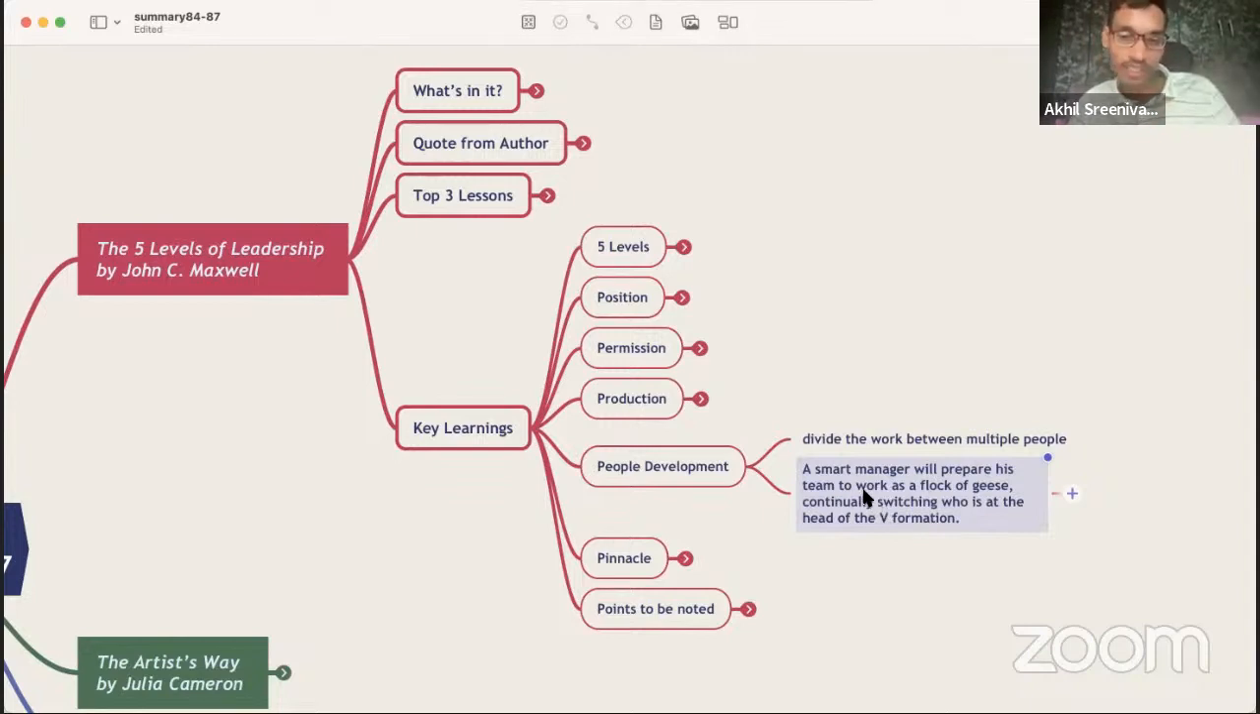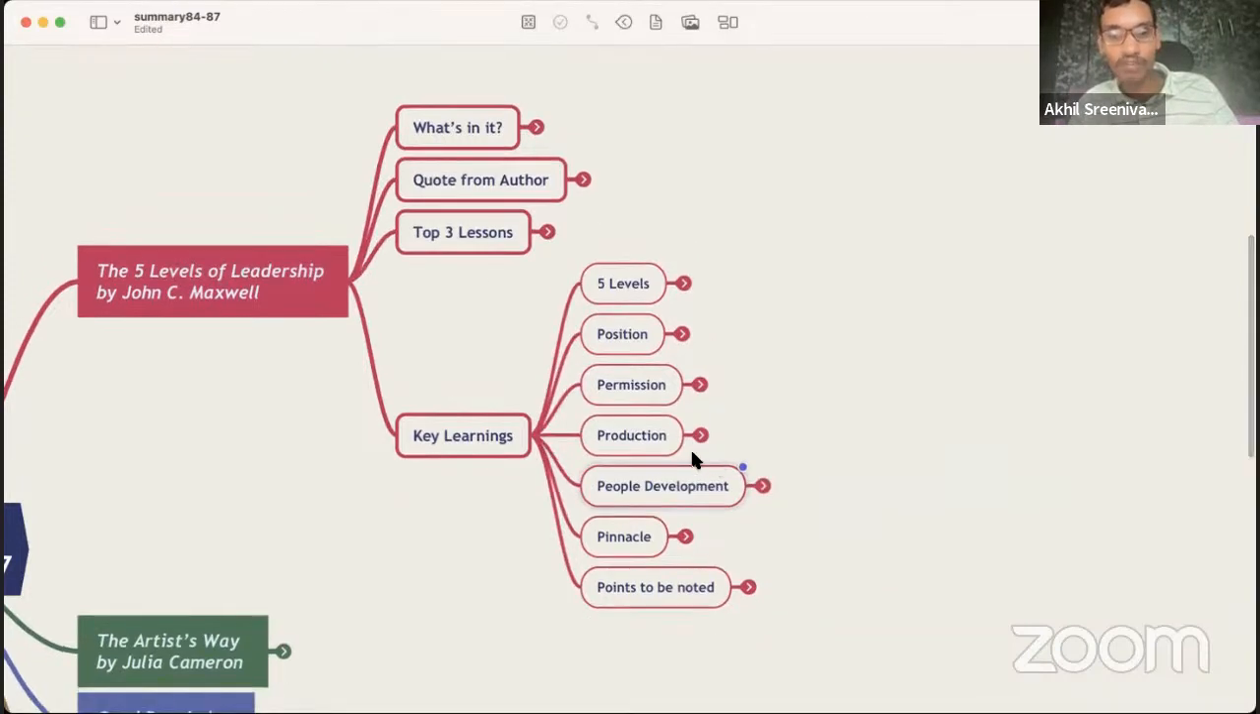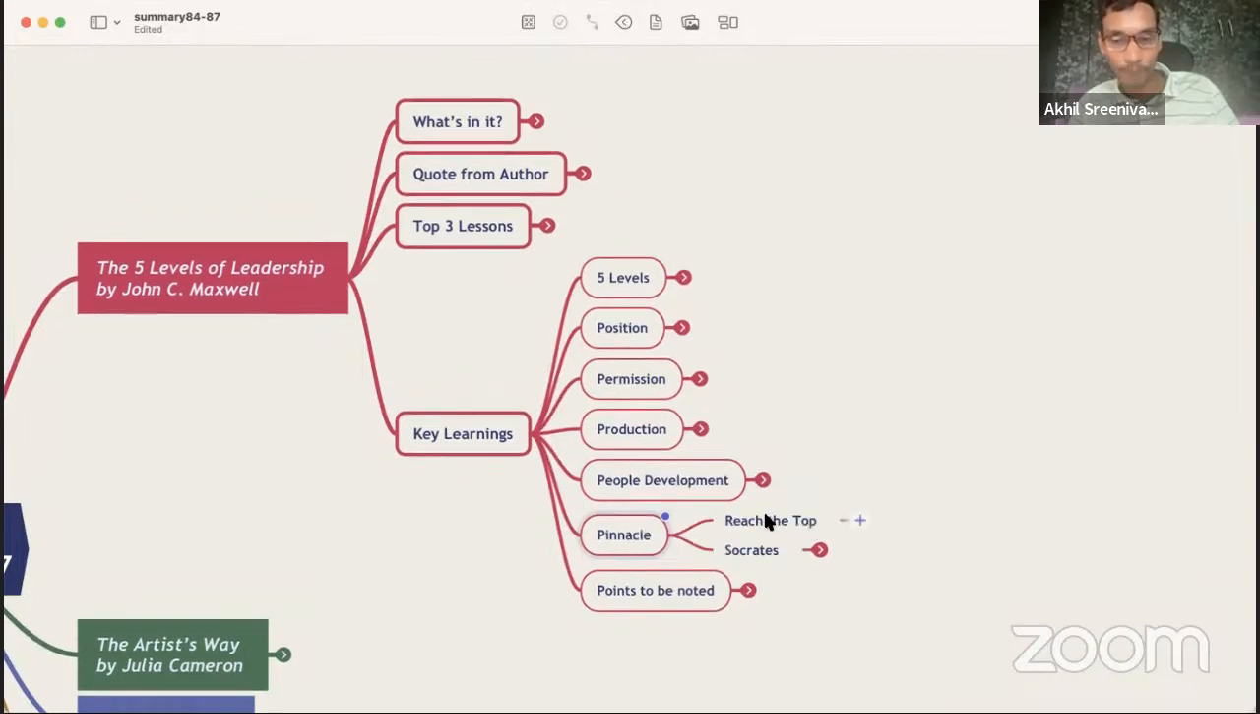How does he do that? He will divide the work, whatever the task is, among the team based on their abilities, capabilities and intentions. So people development comes when the production is set right. Once the production is properly in line, that production work can be distributed to the people. That comes under the fourth level of leadership. And the fifth level of leadership is pinnacle, reaching the top. Here is an example of a person. Have you ever heard about Socrates?